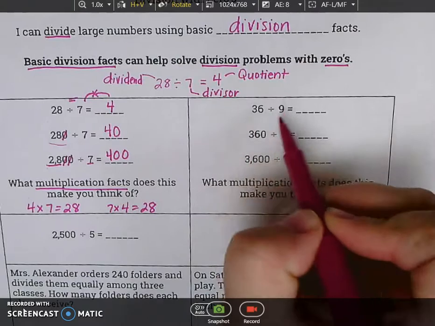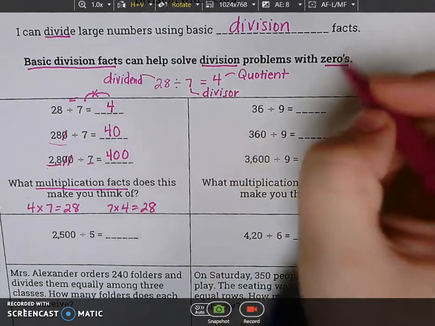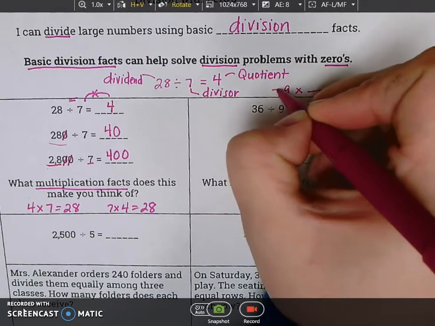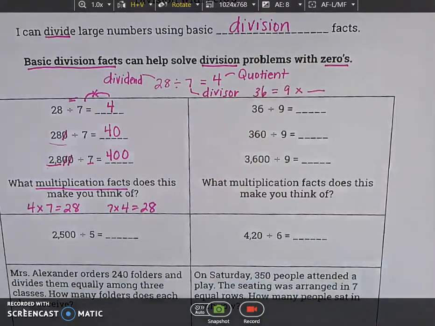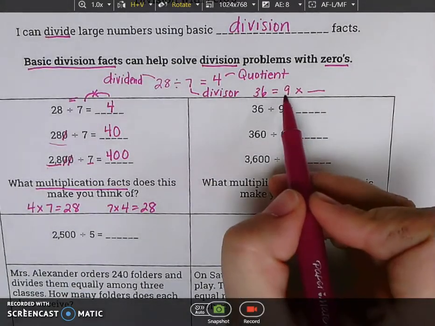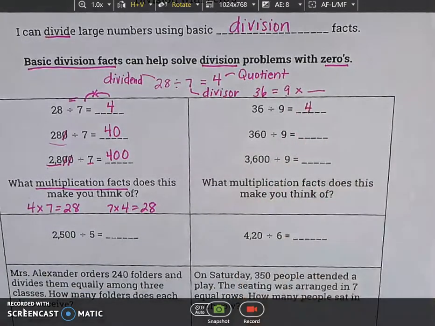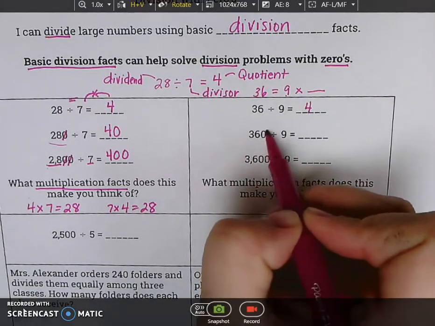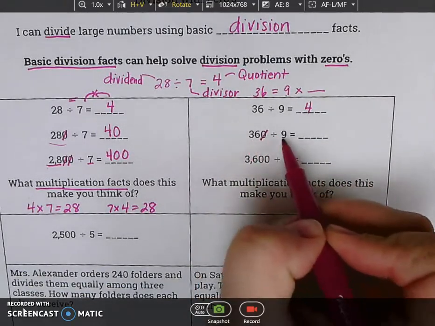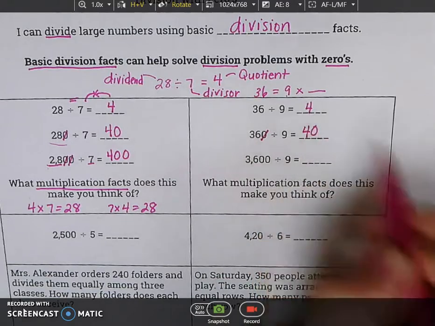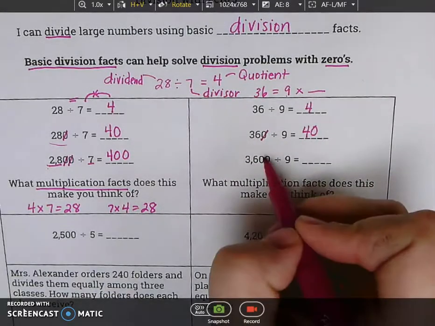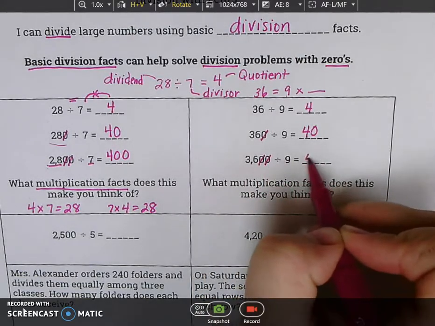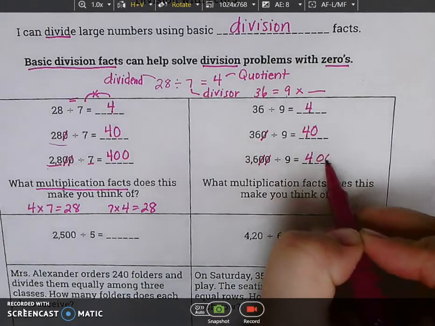So here's another one here. 36 divided by 9. So in my head I'm thinking, what number times 9 equals 36? That's kind of what I'm thinking. So I know that 9 times 4 equals 36. So when I do a harder one here, I forget that 0, same thing. 36 divided by 9 is 4. Add that 0 back on. Then I'm going to cancel out both of these zeros. 36 divided by 9 is still 4, and I'm going to add both of those zeros back on.